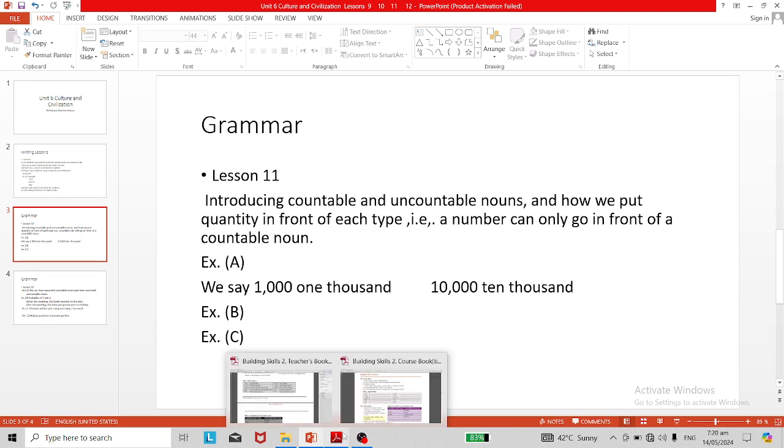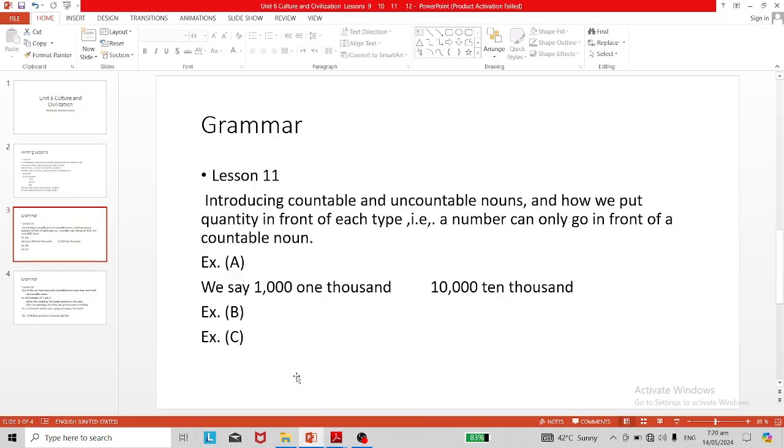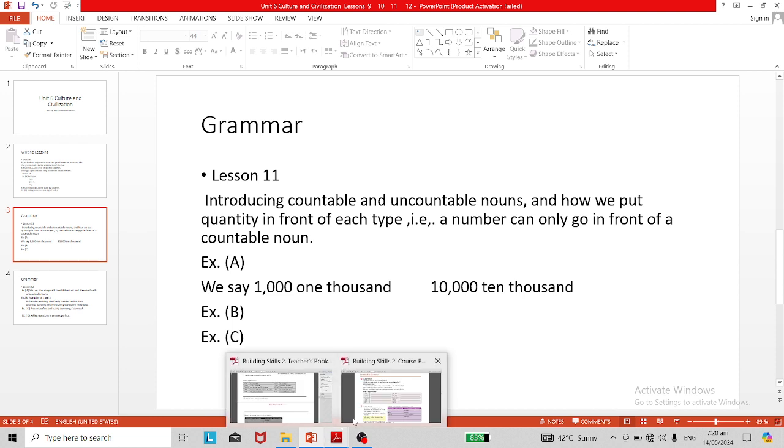For exercise A here, look at table 1, write the word for each number next to it. So we say here, by the way, 1,000, 10,000. We don't add S here. We don't say 10,000s. 10,000, 1,000. This is as an example.